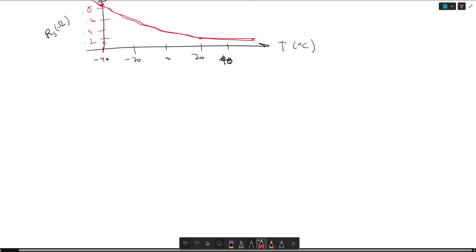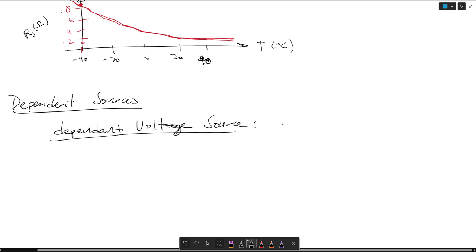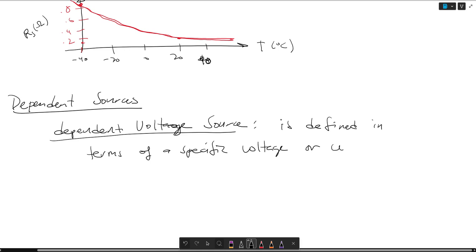The last topic we want to touch on in this lecture is what's known as dependent sources, where a dependent source, or a dependent voltage source in this case, is defined in terms of a specific voltage or current elsewhere in the circuit.